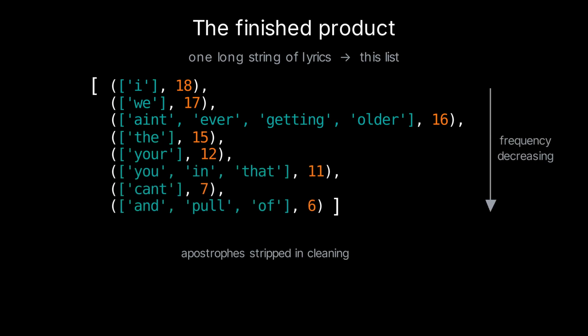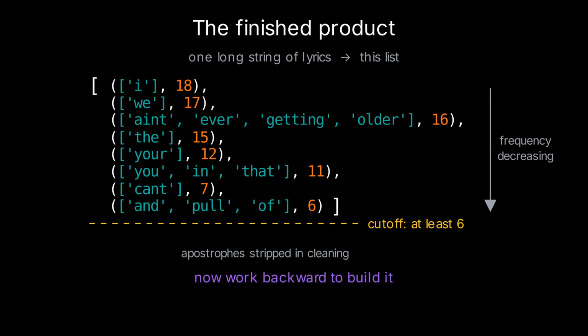The entries march downward in frequency. From the most common word at the top down to a cutoff we choose, say, every word that appears at least 6 times. That's the goal. Now let's work backward to reach it.